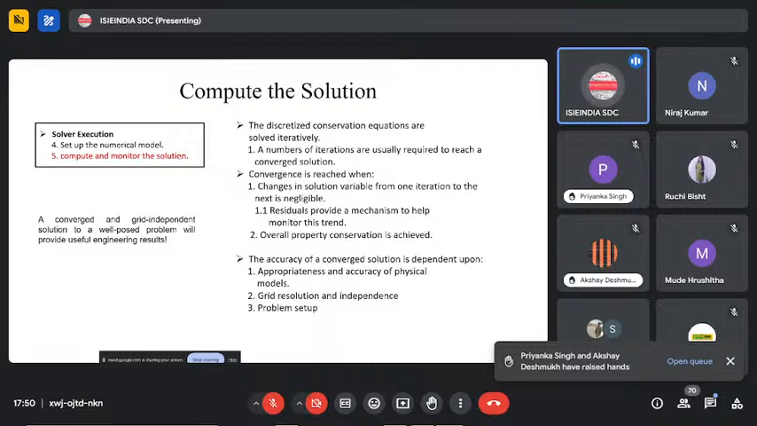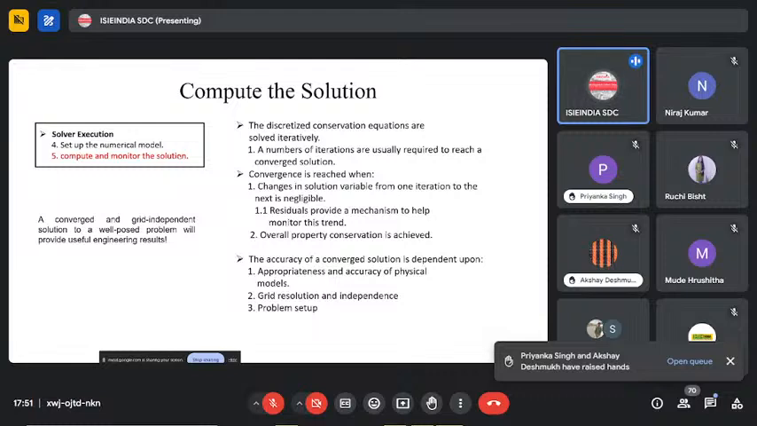Convergence is achieved when the changes in the solution variables between iterations become very small. This is monitored through residuals, which are numerical values that help us monitor the convergence. They should decrease to a low value for stability. The lower the residual, the more accurate the result will be, and convergence will also come earlier.